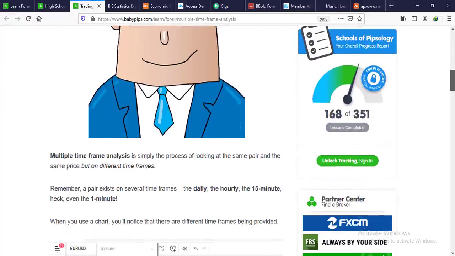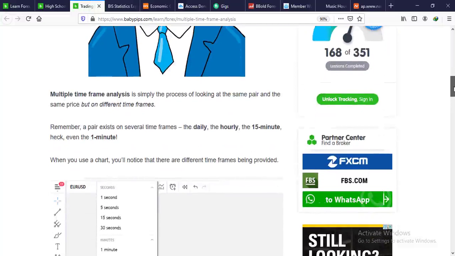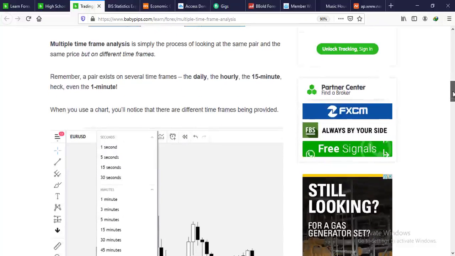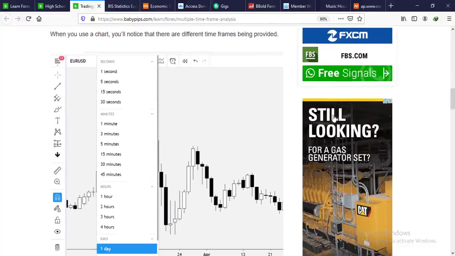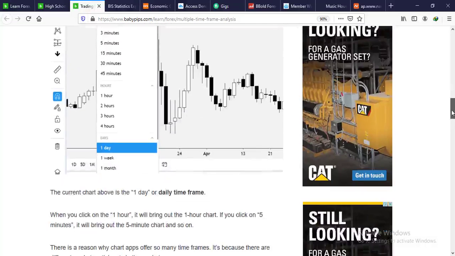So multiple time frame analysis is simply the process of looking at the same pair and the same price but on different time frames, okay? Now you know we have different time frames from the monthly, weekly, daily, 4 hour, 1 hour, the 15 minutes, the 5 minutes, even the 1 minute, okay? So here are the time frames we have. There is even 1 second, 5 seconds, 15, 30 seconds, oh my goodness, of time frames analysis.